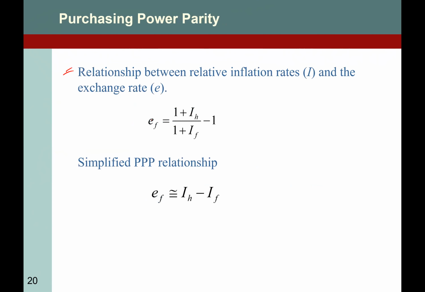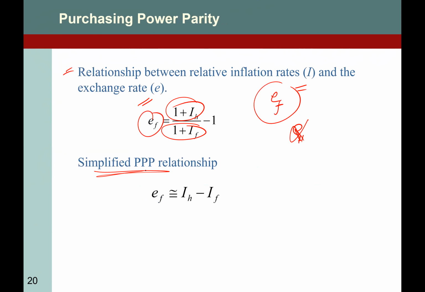So here we go. The relationship between, remember, this is the exchange rate of foreign currency. Many students confuse whether this is the home exchange rate or foreign. So this is the foreign currency, which will appreciate or depreciate depending on inflation in the home country and inflation in the foreign country. The simplified form is that the foreign exchange rate will appreciate or depreciate by the formula: home country's inflation minus foreign country's inflation.